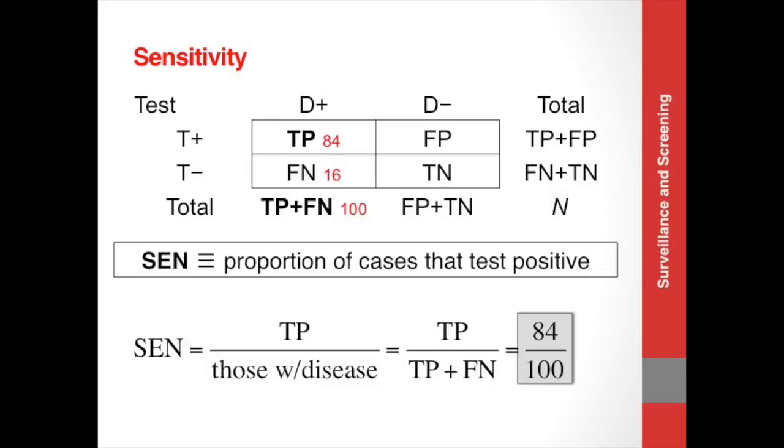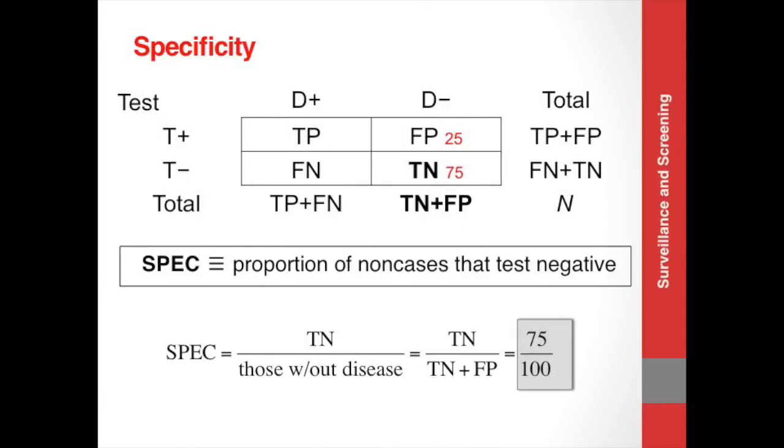So, for example, a test with 84% sensitivity means that the test identifies 84 out of 100 people with the disease. Specificity is a measure of the proportion of people without the disease who have a negative test result. So, for example, a test with 75% specificity will be negative in 75 out of 100 people without the disease.